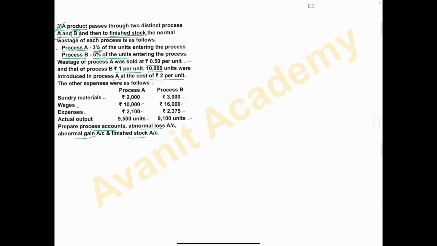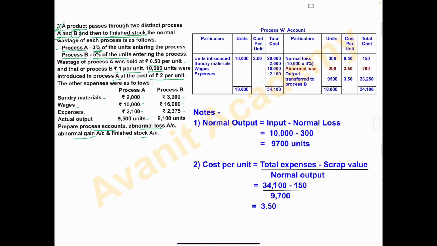First, we'll prepare the process A account. Okay, solution. Right here heading process A account, and the columns particulars, units, or you can write input also here, cost per unit, total cost, particulars, output or units, cost per unit, and total cost.